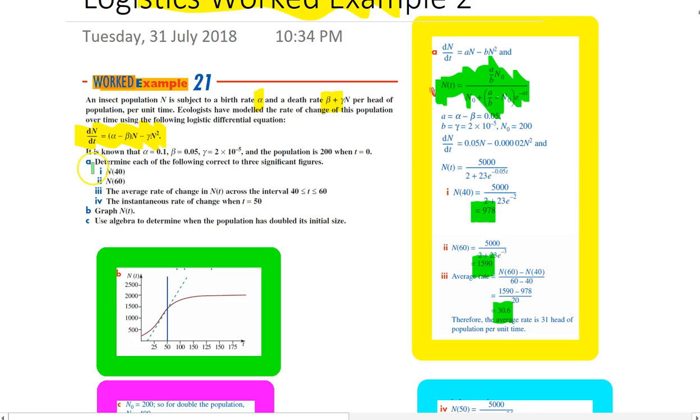Okay, so that takes us to part ii, and then they want to know the instantaneous rate of change when time is equal to 50. So the instantaneous rate of change comes from our derivative function, but there's a small problem because you can't sub t equals 50 into your derivative function because it's not in terms of t. Now you might be getting scared because we had to do all that fancy stuff to put something in terms of t not so long ago, but there's actually an easier way to do it.